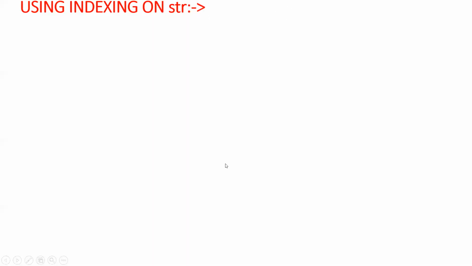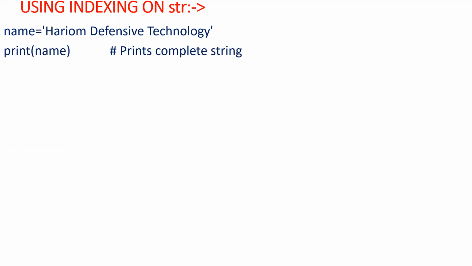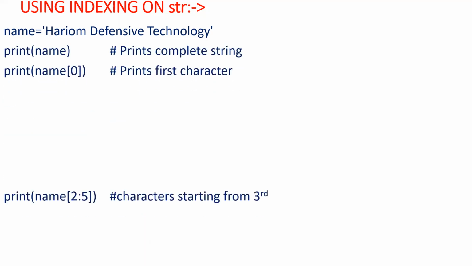So remember, when you have two indexes within the square bracket, the first index is what? Including. But what about the second index? That is excluding. Right. Excluding means what? You don't have to take that character. Including means you have to take that character. Okay, so I hope you get the concept.